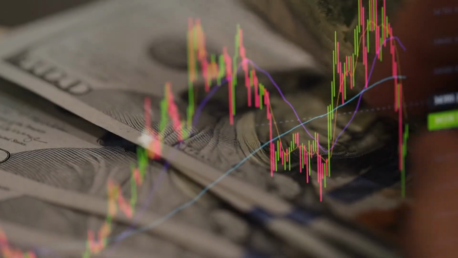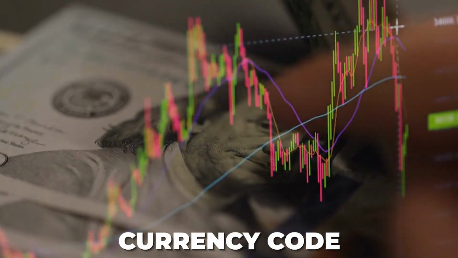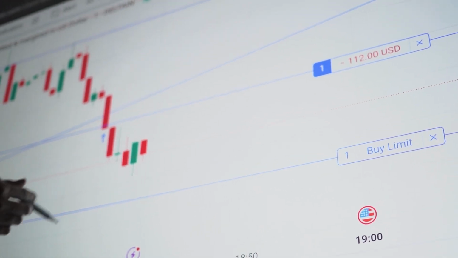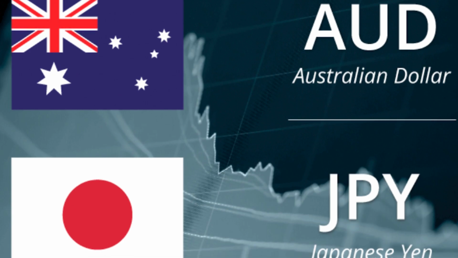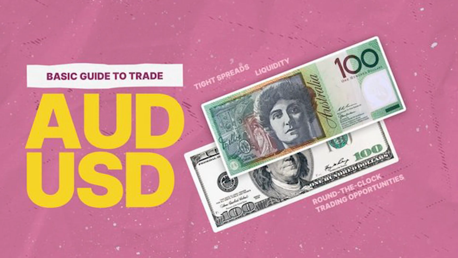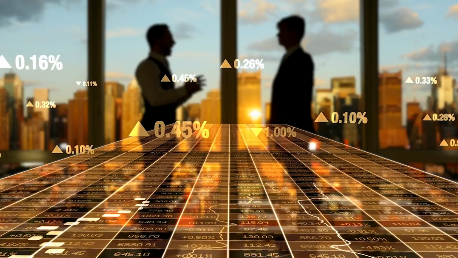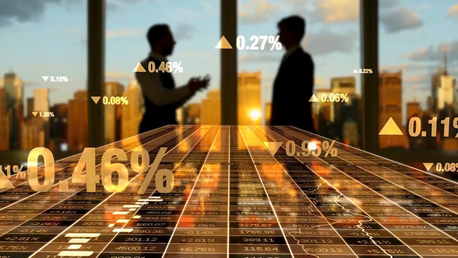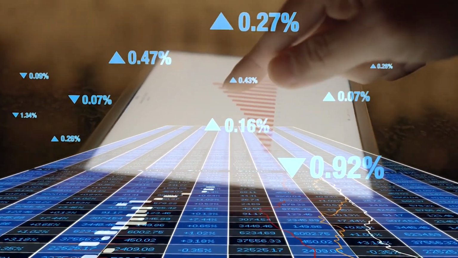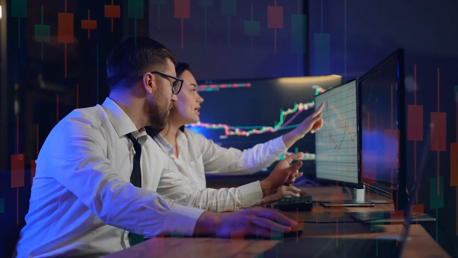The Australian dollar is the official currency of Australia and is commonly represented by the currency code AUD. In the forex market, it is most often traded in currency pairs such as AUD/USD, AUD/JPY, AUD/NZD, AUD/CAD. Among these, AUD/USD is the most popular and liquid pair. Because of Australia's strong economy and stable financial system, the Australian dollar has become one of the major currencies traded globally. Forex traders pay close attention to the Aussie because it often reflects broader global economic trends.